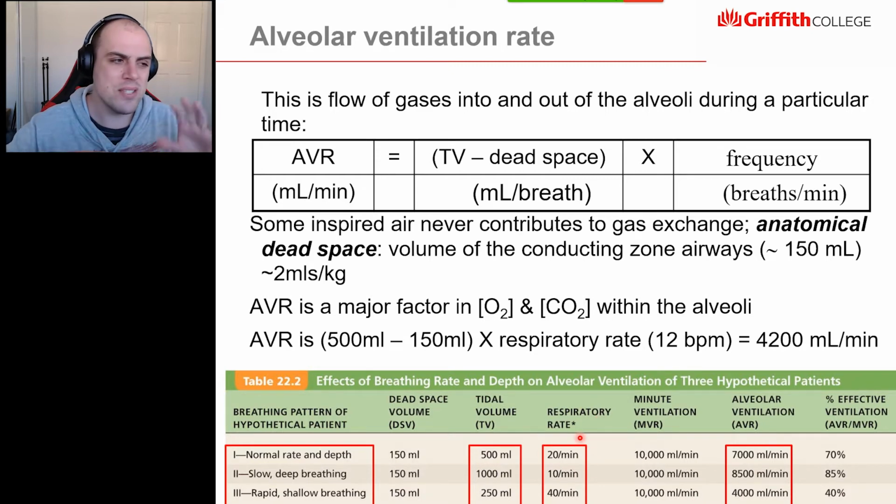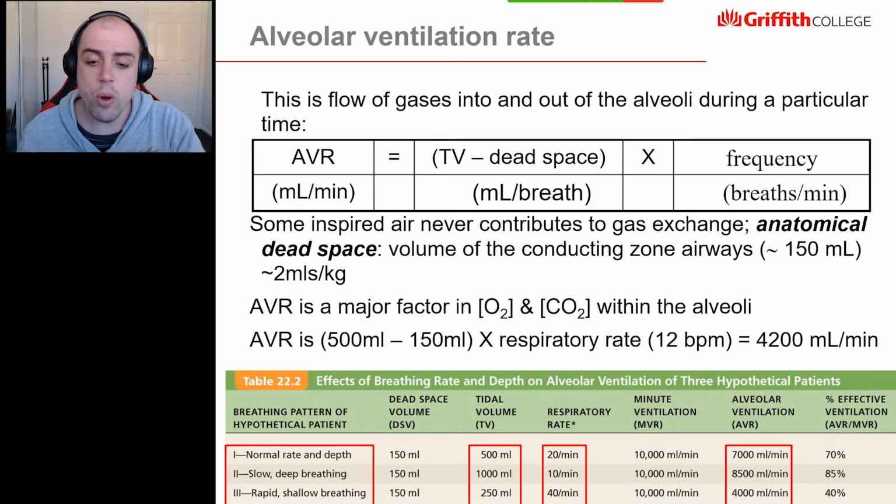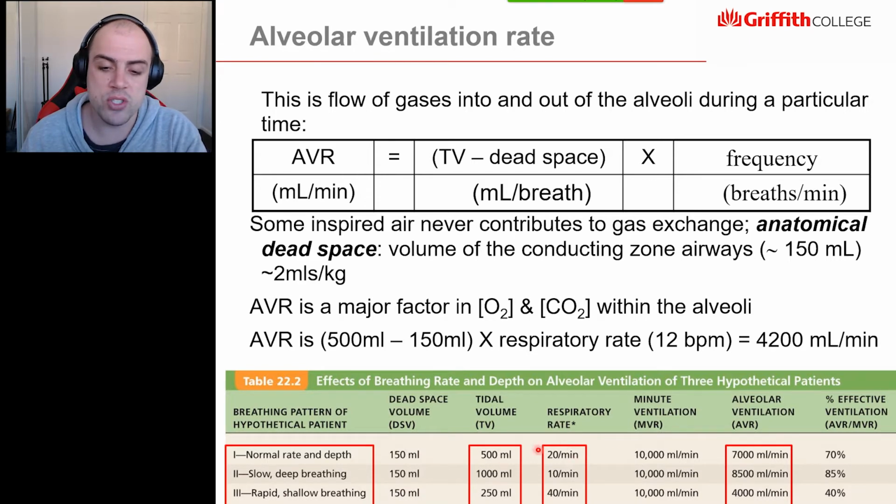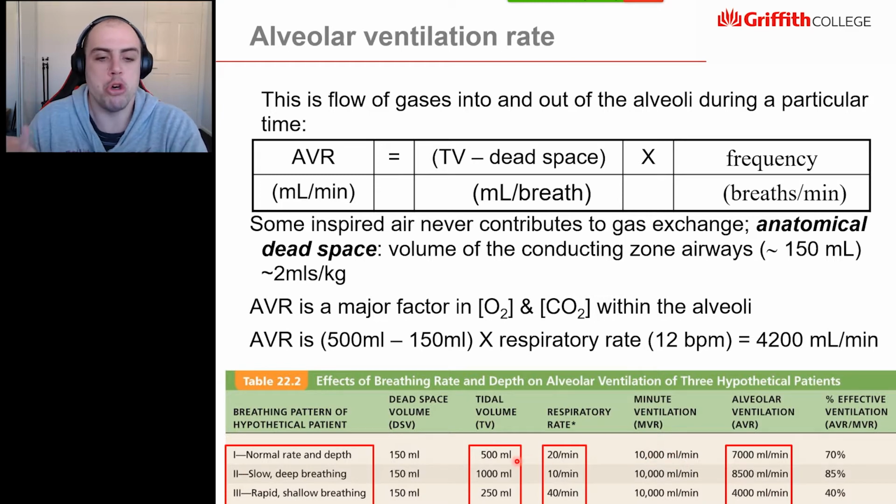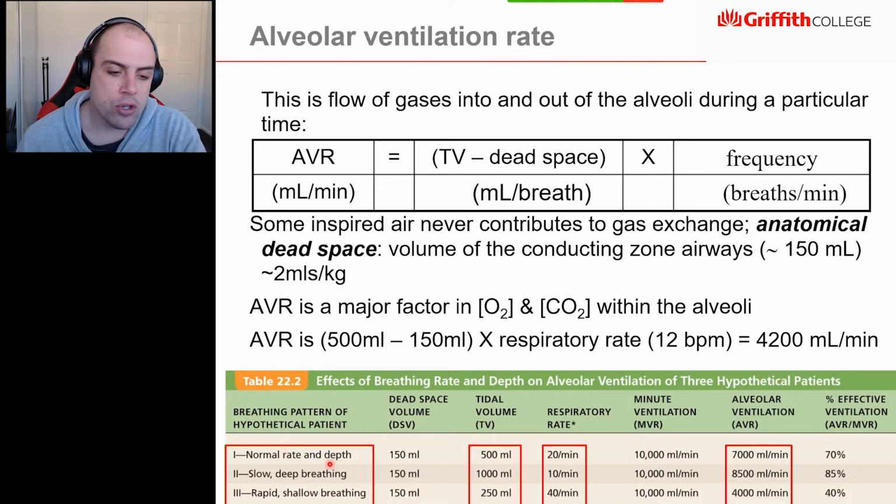Again, these fluctuate obviously from person to person. So what we can see here is 500 mil times 20 breaths per minute is going to give us an overall ventilation rate of 10 liters per minute. Now you'll notice across our normal rate of breathing, slow deep breathing, or rapid and shallow breathing, we are moving technically the same amount of air in and out. However, look at our ventilation rates.